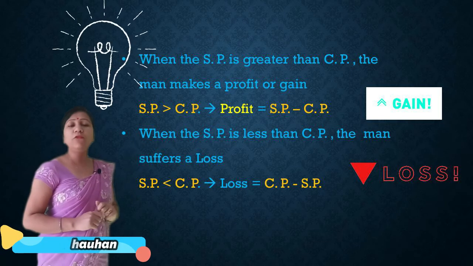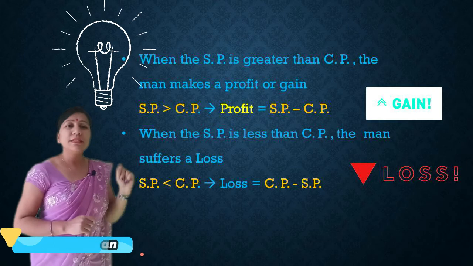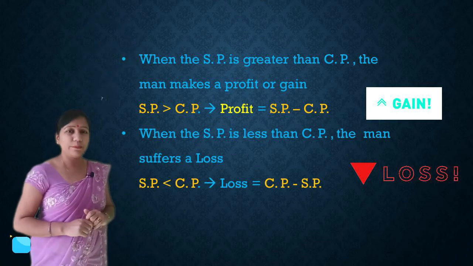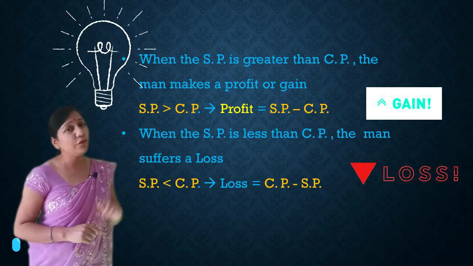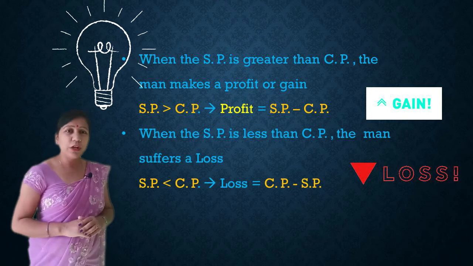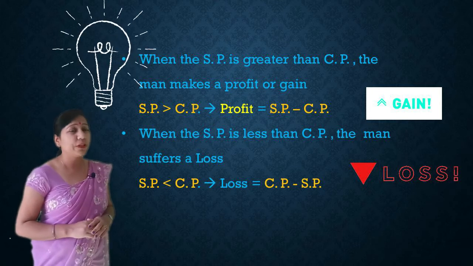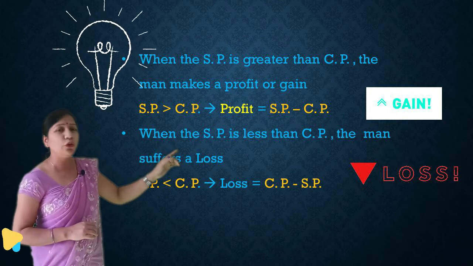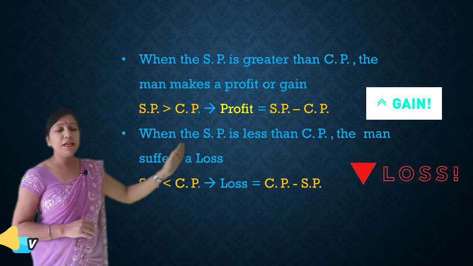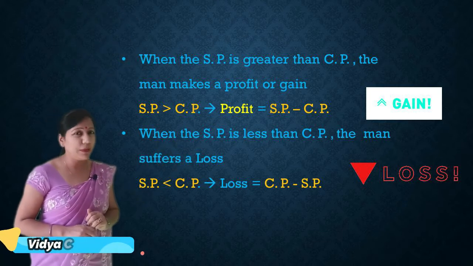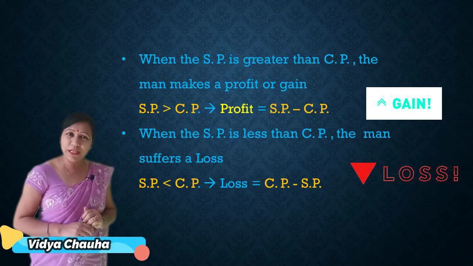So if in any case you come to know that CP is greater than SP, then the case is of loss. And how are you going to find the value of loss? Loss is equal to CP minus SP. CP minus SP. Clear, students?